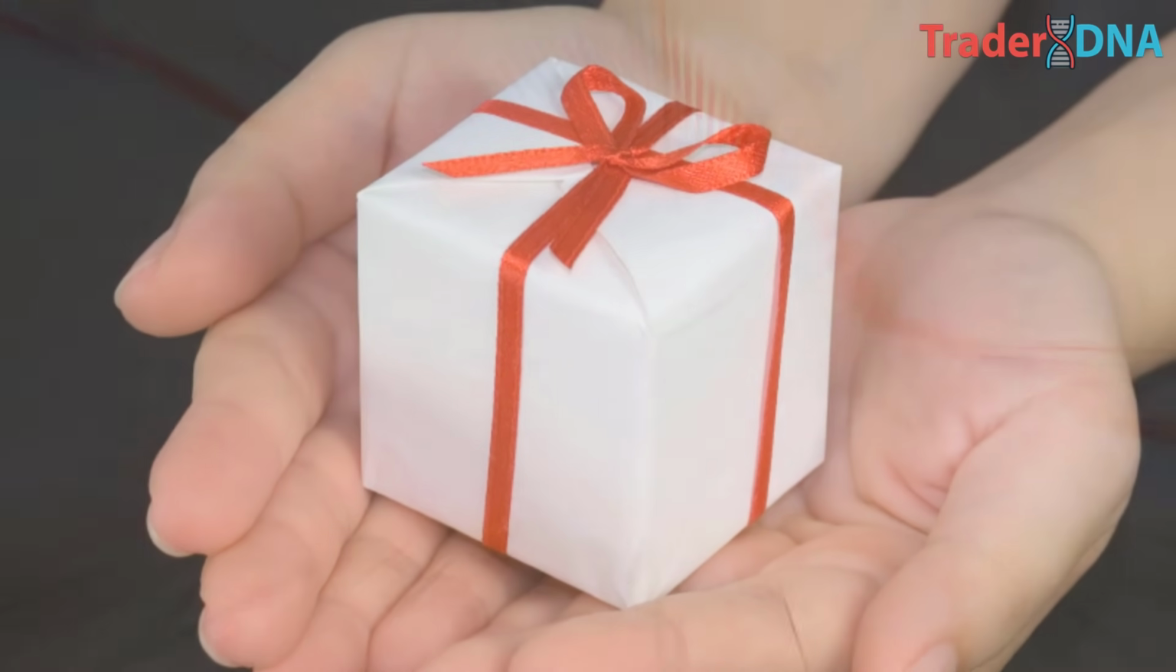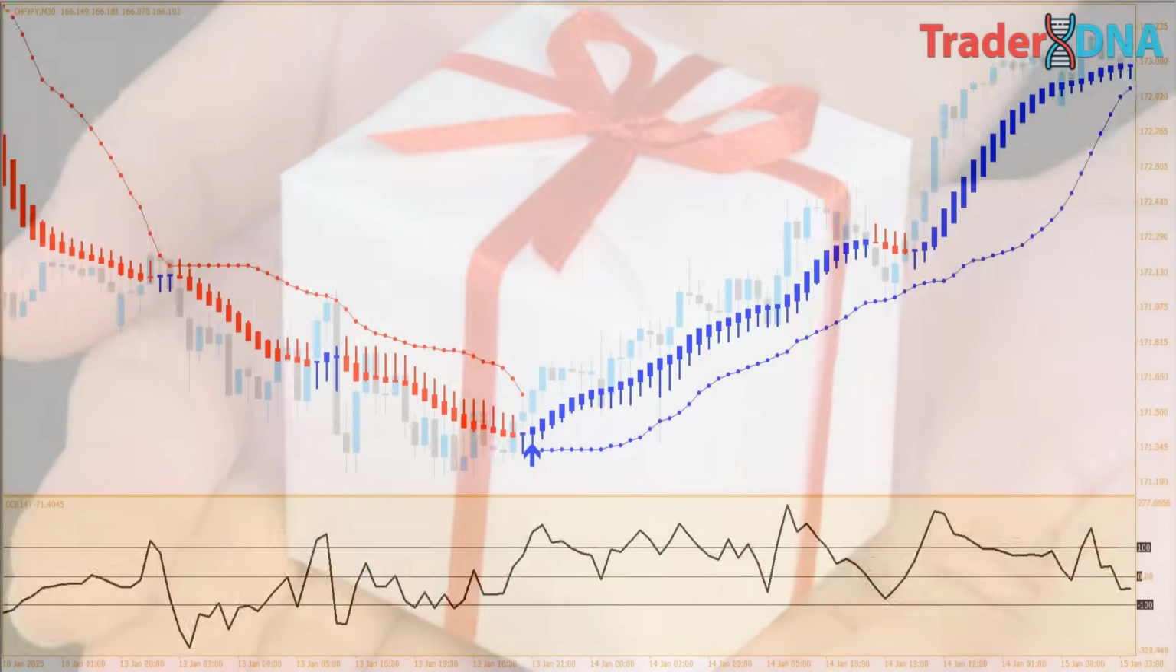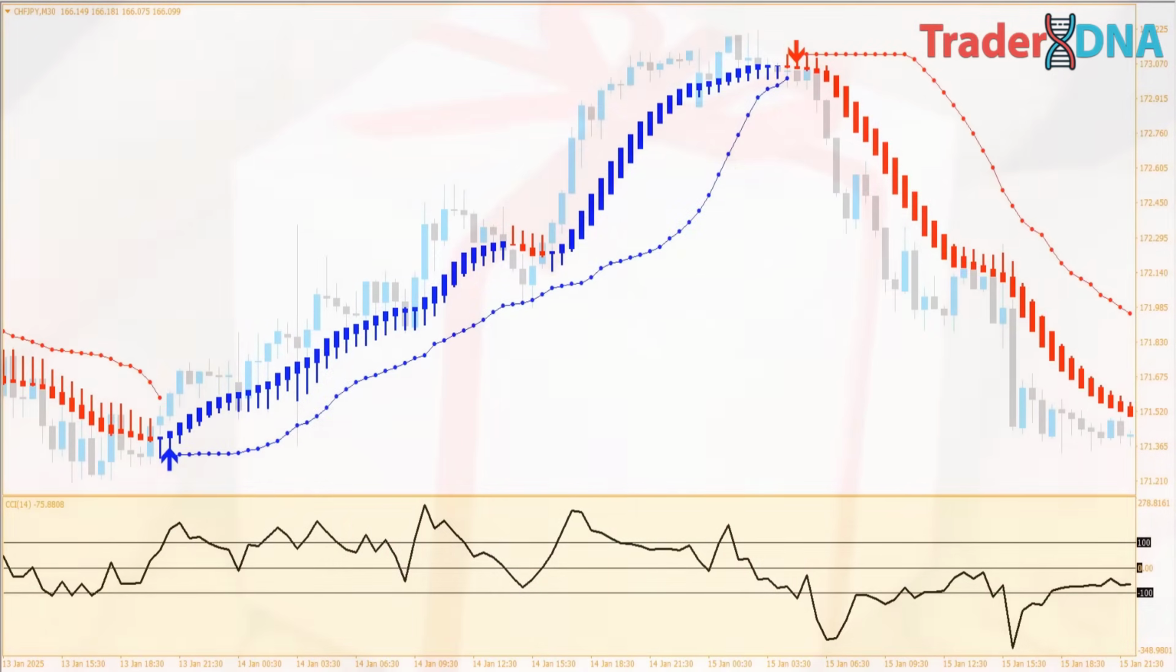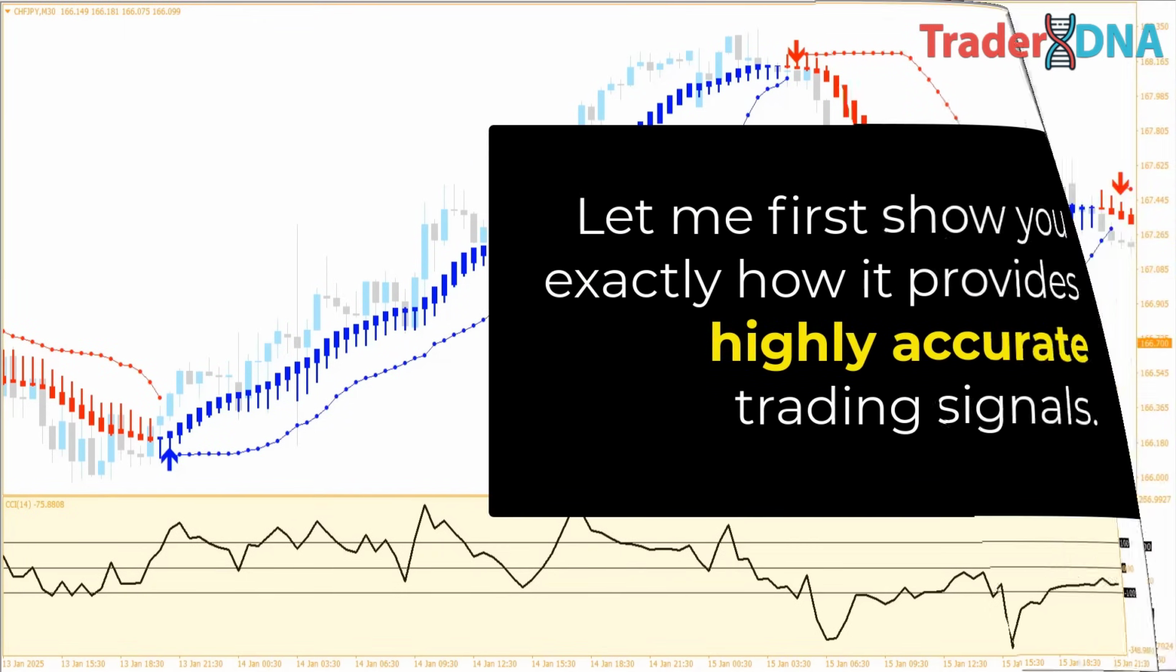And my goal is simple. I hope this special tool makes it easier for you to find the best trading signals, whether you're trading Forex, stocks or crypto. But before I go even deeper into how this powerful indicator works, let me first show you exactly how it provides highly accurate trading signals.